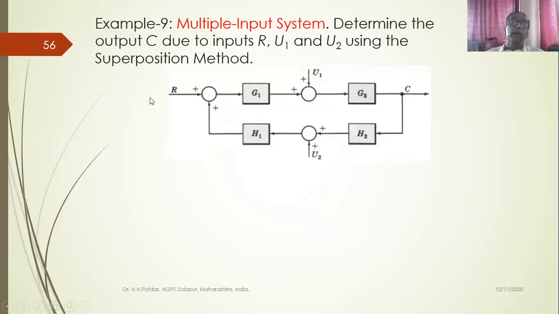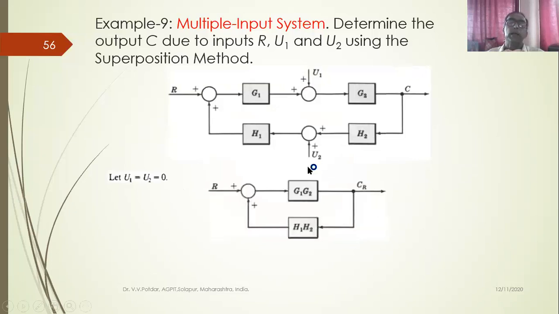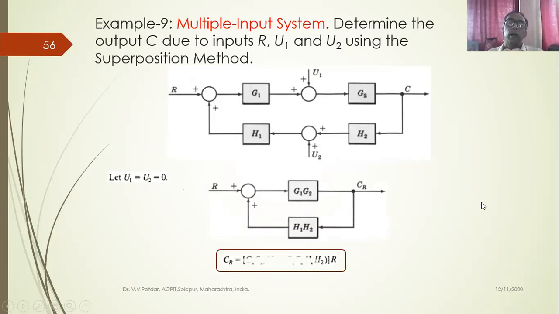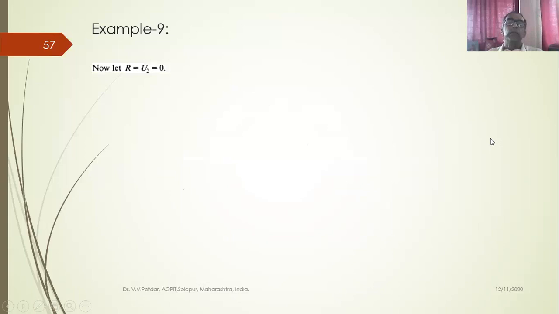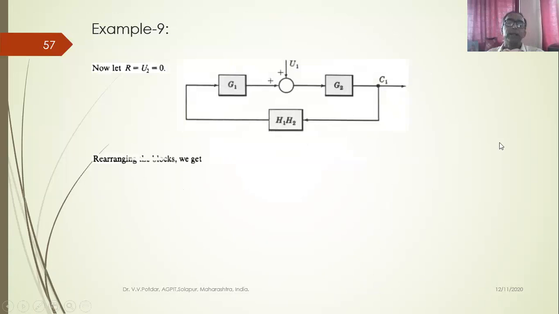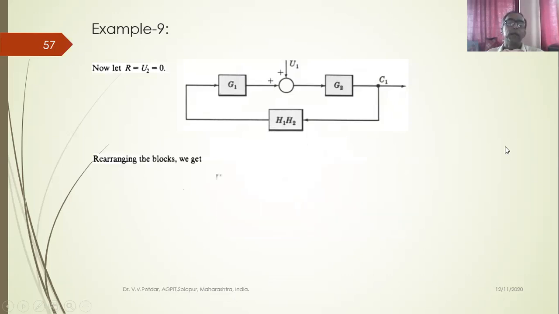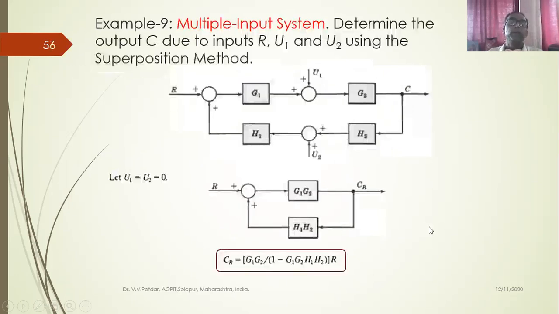Similarly, three inputs are given. R is there, U1 is there, and U2 is there. So first I put U1 and the remaining two I put 0, and solve it for R, and I call it Cr. Then I put R and U2 equal to 0 and solve it for U1. I rearrange U1 and get a block diagram like this. I eliminate this feedback loop and get the ratio C1 by U1.